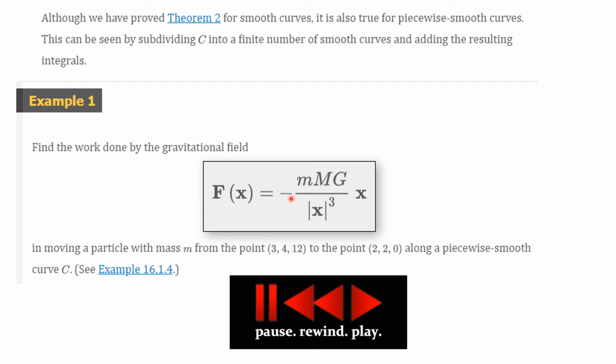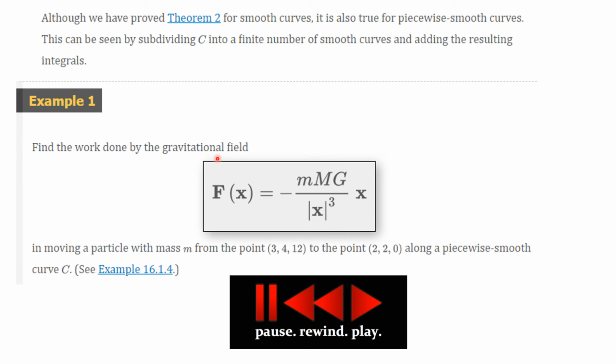And here what we have is a scalar m representing mass. This is the big mass, like the Earth or something, and this is the universal gravitational constant. And this is the magnitude of the vector x. So if this is <x, y, z>, then the magnitude is going to be the square root of x squared plus y squared plus z squared, cubed.